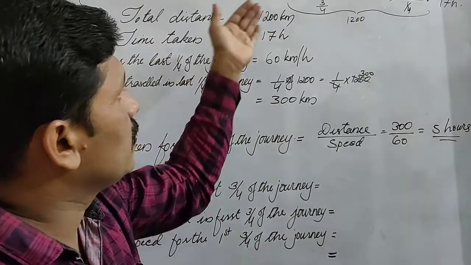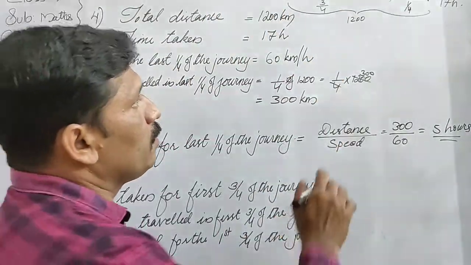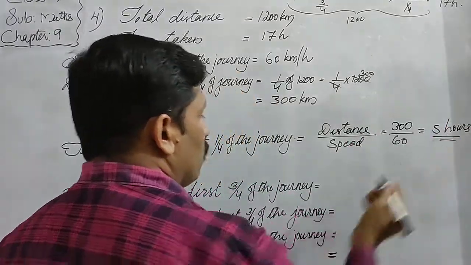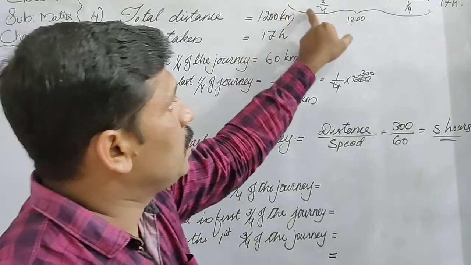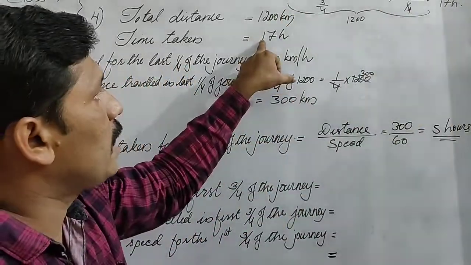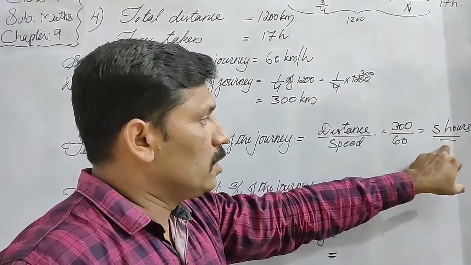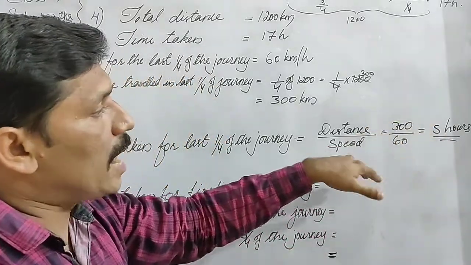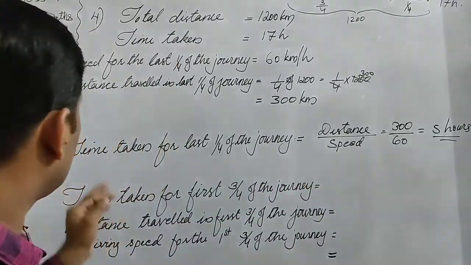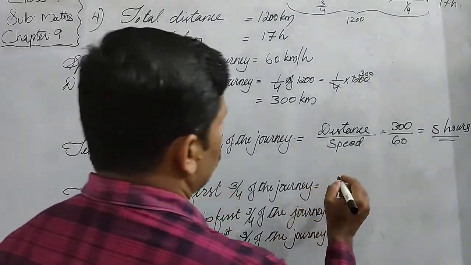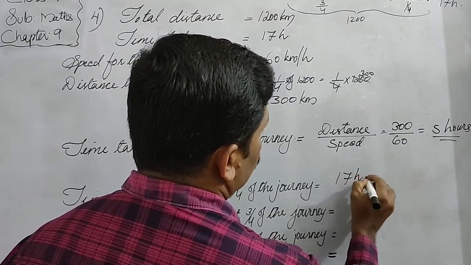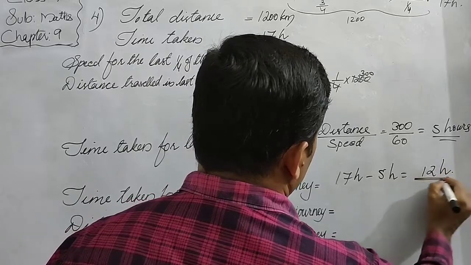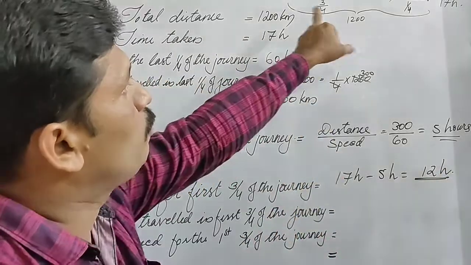So total journey is equal to 17 hours, and for the last one-fourth of the journey he took 5 hours. So the time taken for 3/4 of the journey, from total time taken, if we minus the time taken for completing 1/4 of the journey, then remaining will be the time taken for 3/4 of the journey. So the time taken for 3/4 of the journey is equal to 17 hours minus 5 hours, that is equal to 12 hours. He took 12 hours to travel the 3/4 of the journey.